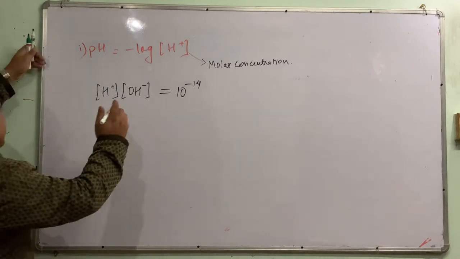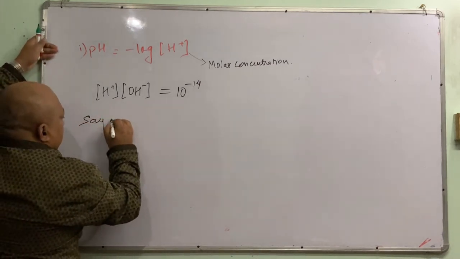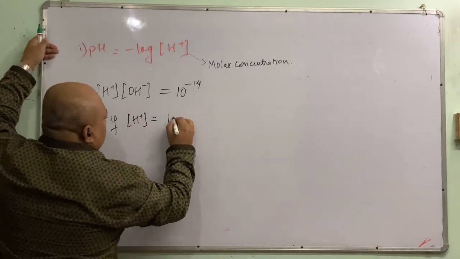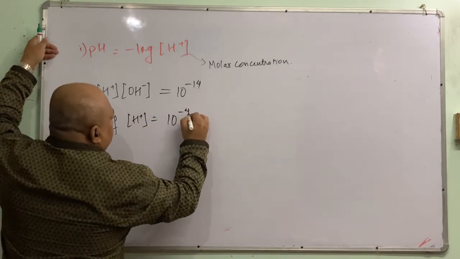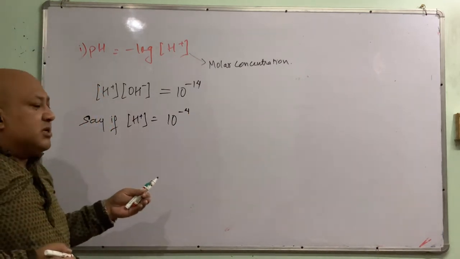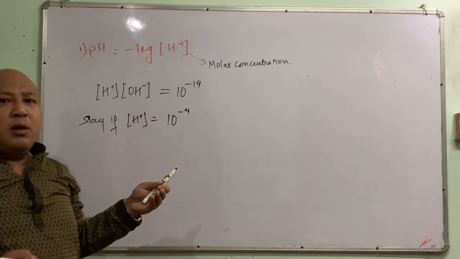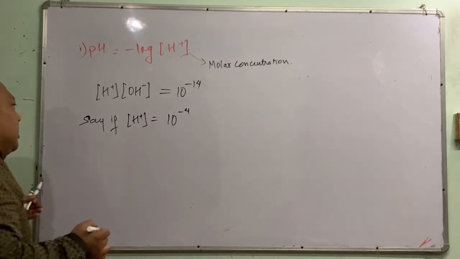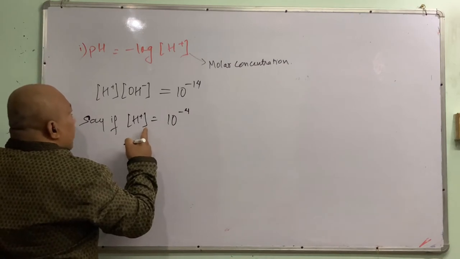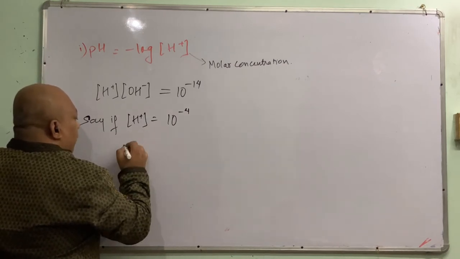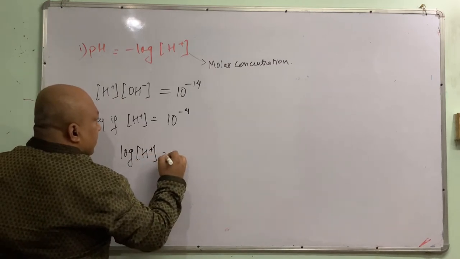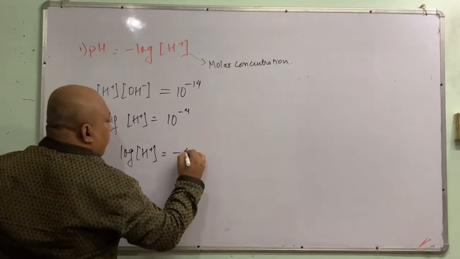To make things easy, say if the hydrogen concentration is 10 to the power minus 4, then I cannot say the hydrogen concentration is 10 to the power minus 4, because laymen cannot understand. So to make things very easy, first of all, we take a logarithm of this. If you take log of H, then you'll get this minus 4. Am I correct?